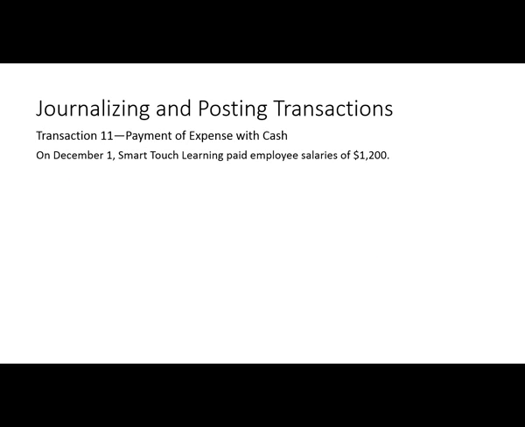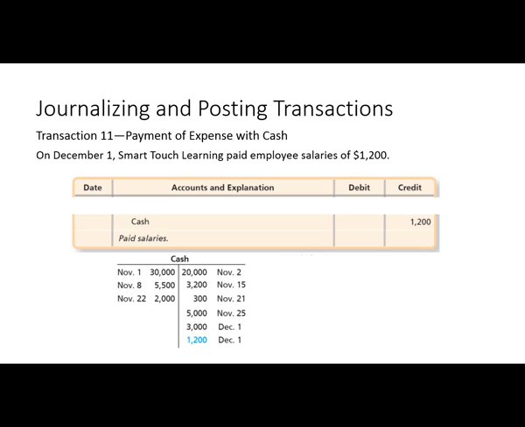Transaction 11 is we're paying employee salaries for $1,200. We already kind of did this in a previous transaction with some other stuff. But again, start with cash. We're going to credit cash $1,200. And then we're going to debit salaries expense $1,200 also. You can see we debited salaries expense in a previous transaction. Same idea.